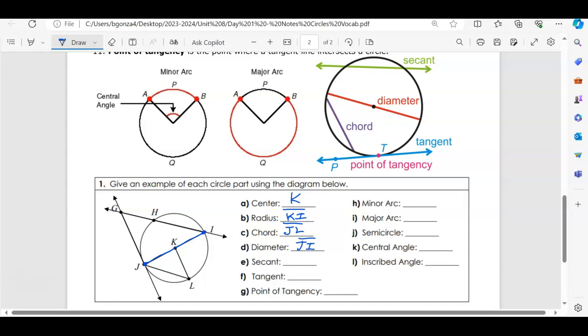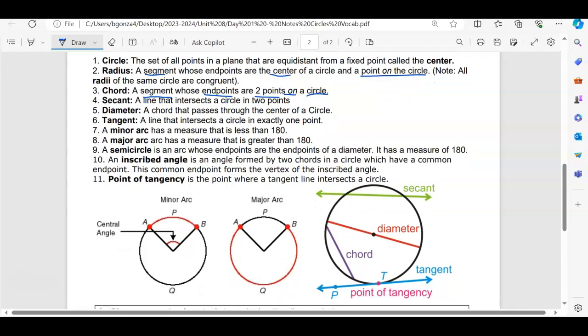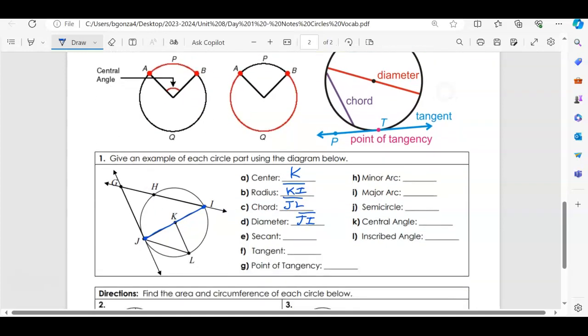Very good. So, again, if I'm looking up here at a secant, it's a line that intersects a circle at 2 points, right? So again, the vocab is there at the top. So what line cuts through this circle at 2 points? IH, okay, yep. So do y'all see this line right here? It has actual arrowheads on it, and it touches it twice, cuts through it twice. Okay, so HI would be the name of that line.